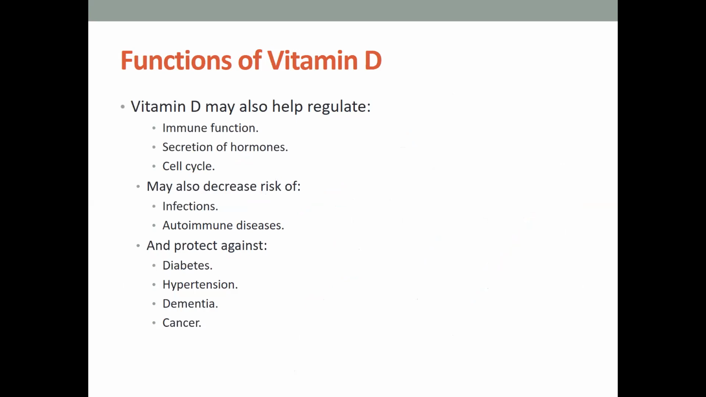Vitamin D has also been investigated in its role in your immune function, secretion of hormones, and cell cycle. A lot of that research is still ongoing. It may help decrease the risk of infections and autoimmune diseases, including type 1 diabetes, and may protect against type 2 diabetes, hypertension, dementia, and cancer. So it's one of the more popular vitamins these days.